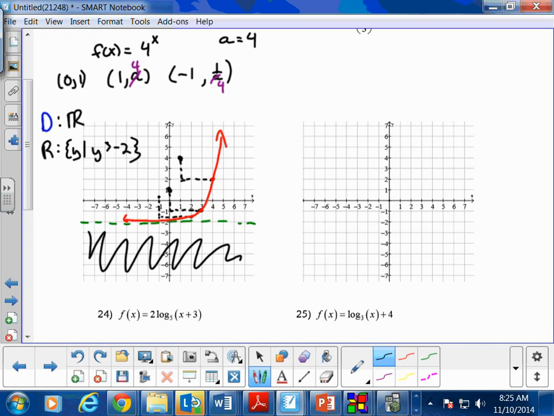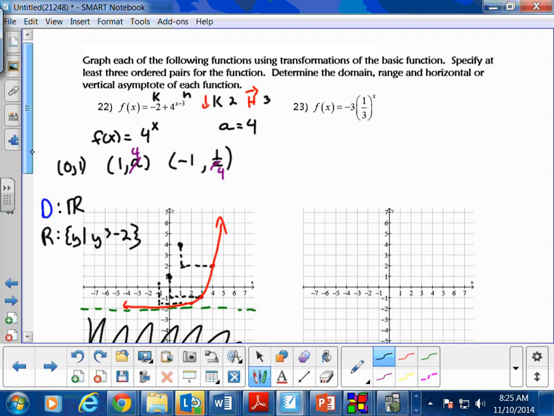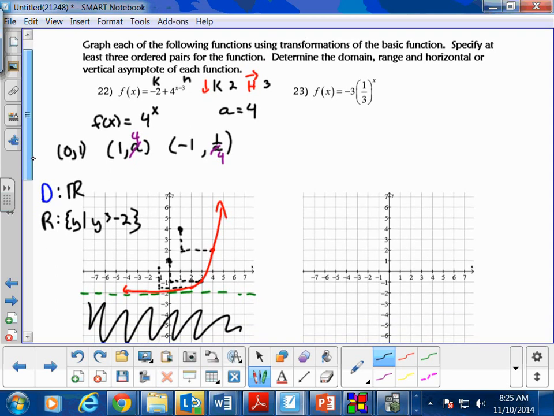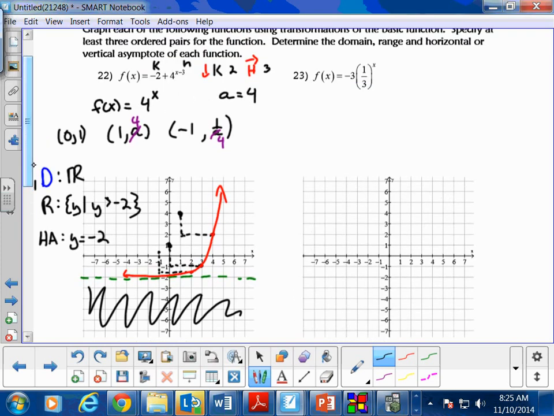And vertical, you want to know if there's any, determine domain, range, and horizontal or vertical. Okay, there's a horizontal asymptote at y is equal to negative 2. So we'll have that there. Okay, so we're going to do that for each one of these. So let's go ahead and move on to 23, and we'll encompass 23 and do the same thing.